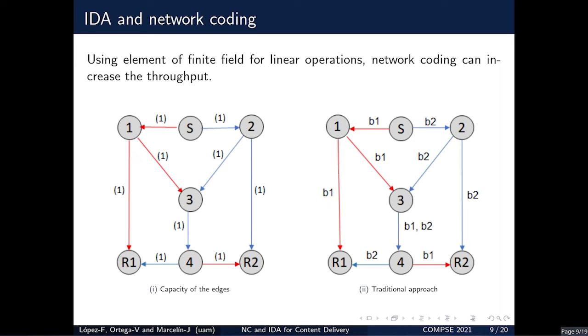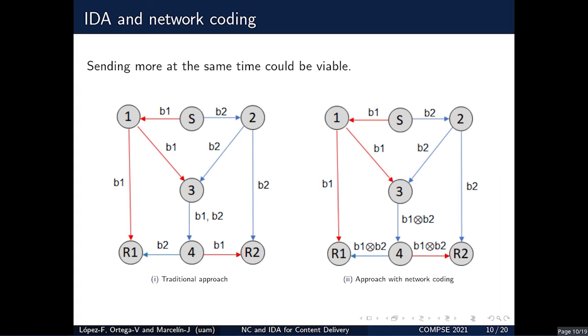The source node S produces and sends the packet V1 and the packet V2. When these arrive at the intermediate node 3, this node needs to decide which packet to send first to node 4. This means the network requires 2 times to forward the packets. This graph explains the typical forwarding. Sending more at the same time could be viable.